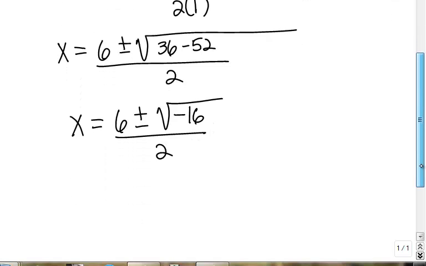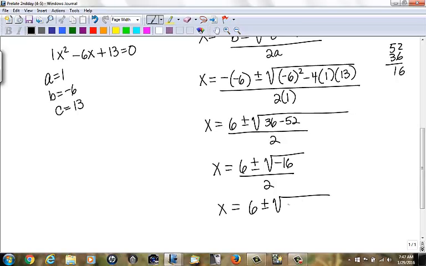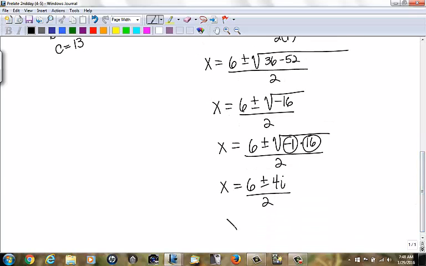And then I usually split that up and say 6 plus or minus. A lot of times that helps. Out of this, I can take out a 4. Out of this, I can take out an i. So plus or minus 4i all over 2. That 2, that's a polynomial over a monomial. That 2 divides into both of them. So x equals 3.